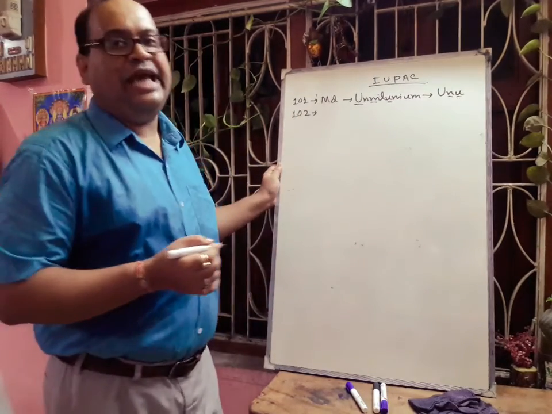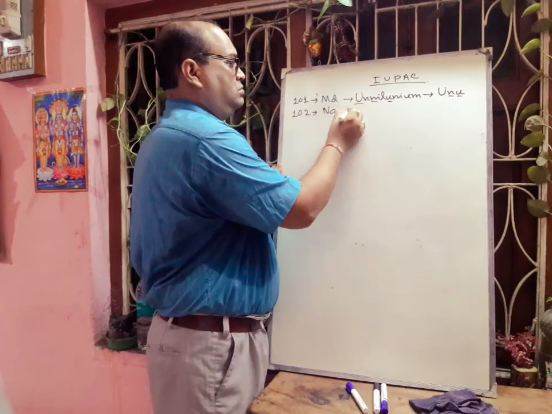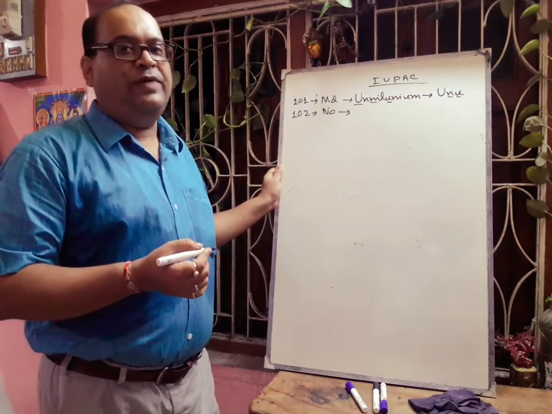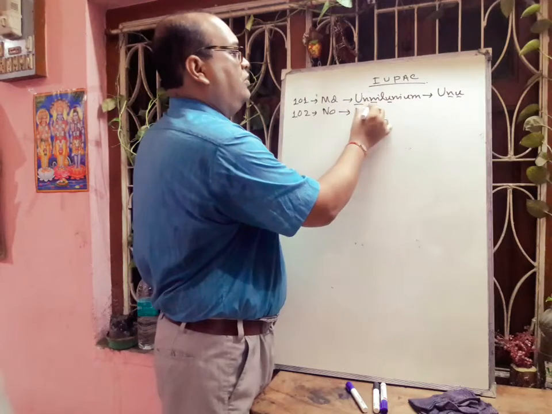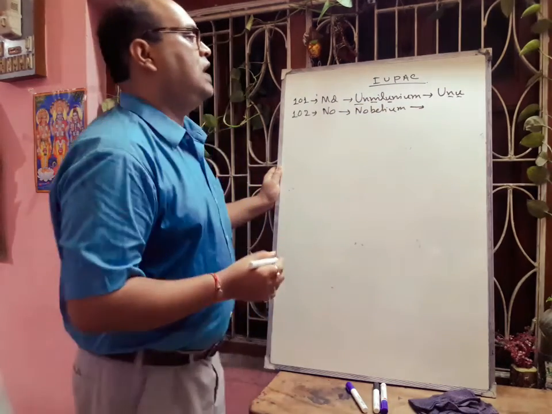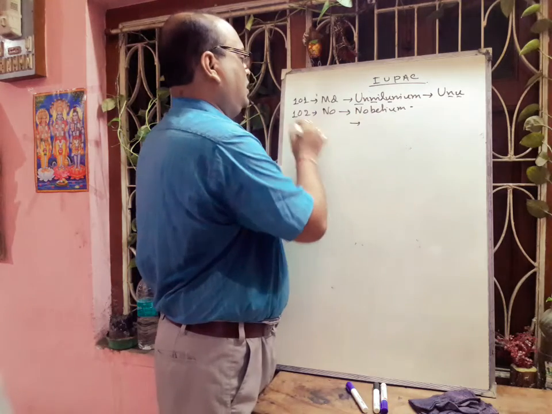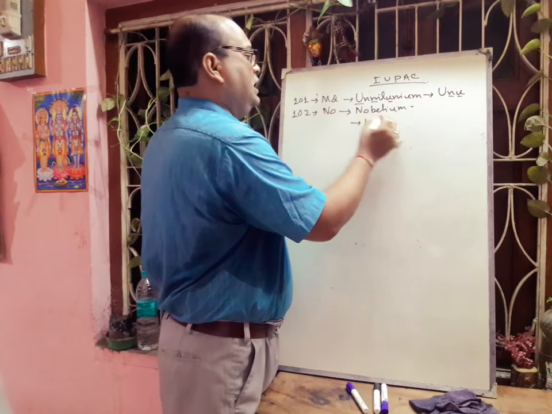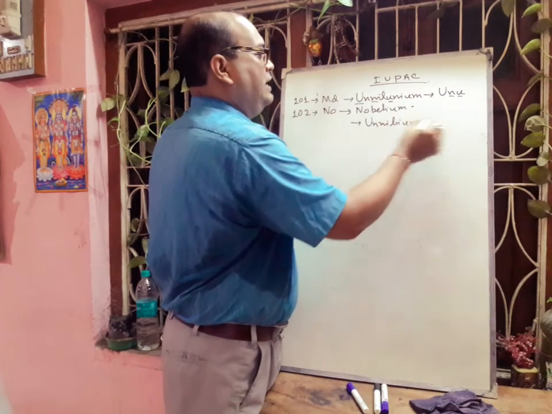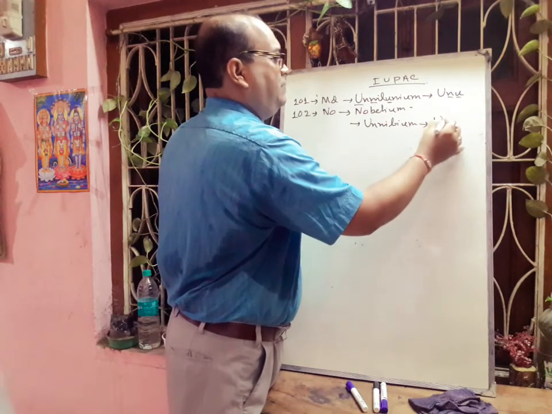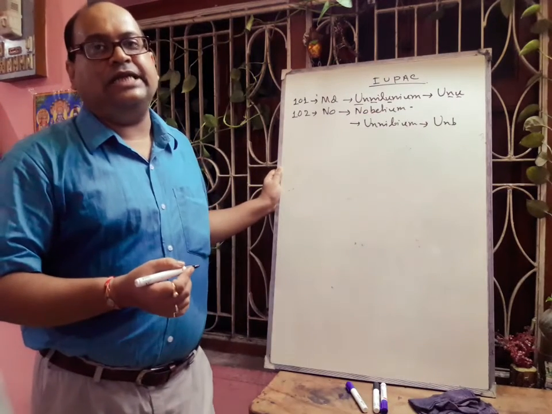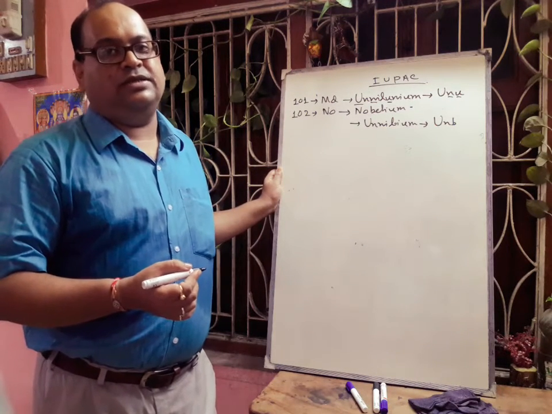Next there is 102, and its symbol is No, and its common name is Nobelium. So its IUPAC name will be Unnilbium, and its symbol according to IUPAC will be UNB. So in this way you have to practice the IUPAC nomenclature of elements.